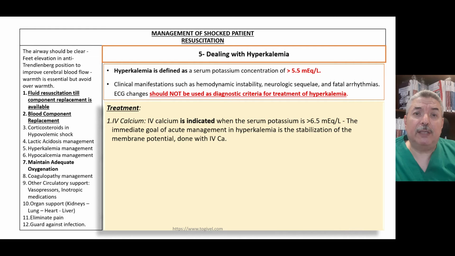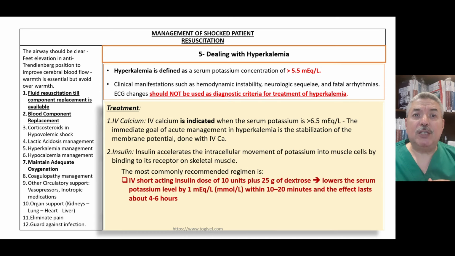That's why we always do electrolytes, we have to do potassium and the ionized calcium as well, because hypocalcemia is very important to treat. To decrease potassium level, we give short-acting insulin 10 international units together with 25 grams dextrose. This will decrease the potassium level by approximately 1 milliequivalent per liter within 20 to 30 minutes, and the effect lasts for about 4 to 6 hours. So if you need, you can re-request the potassium level investigation after 40 minutes to 1 hour.